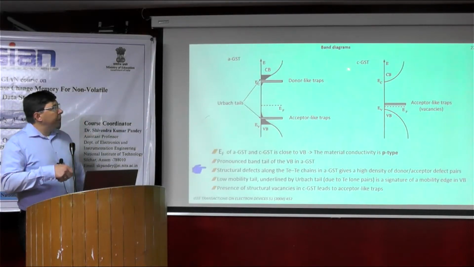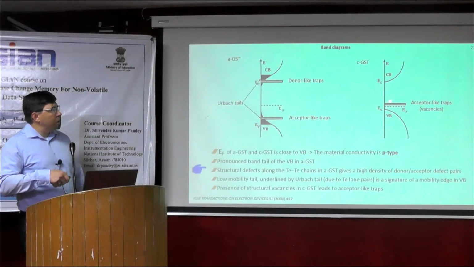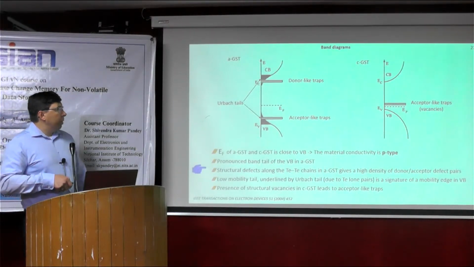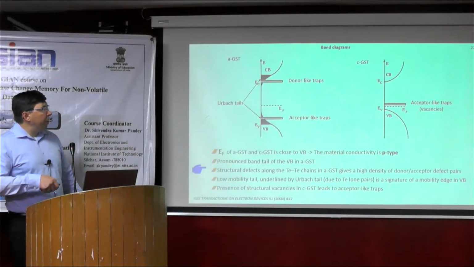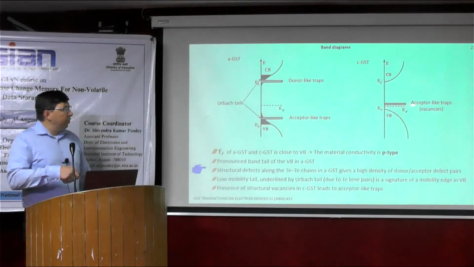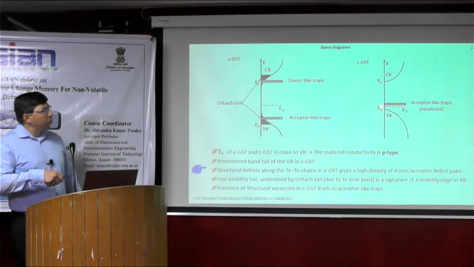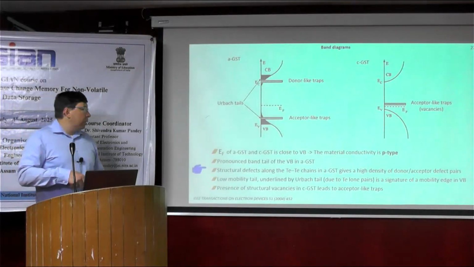In the crystalline phase, there are no Urbach tails, and the Fermi level is also close to the valence band, but it's located a little bit deeper compared to the amorphous phase. If you look here, it's deeper. So what we can conclude, based on the Fermi level being close to the valence band, is that both materials are p-type semiconductors.